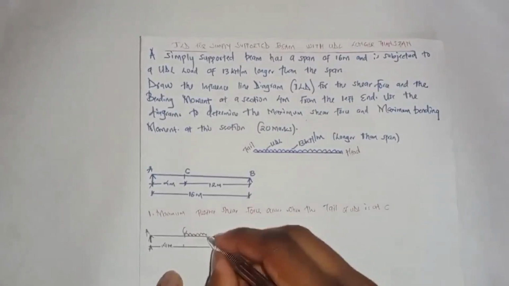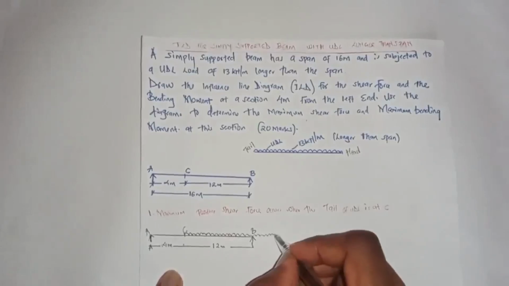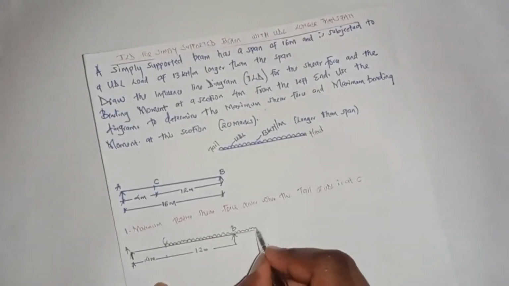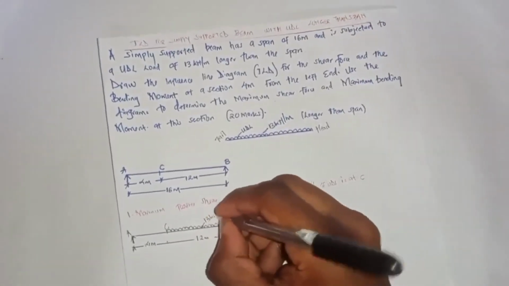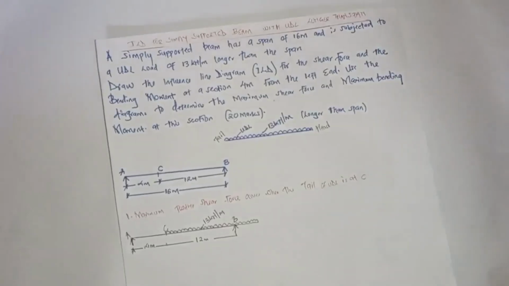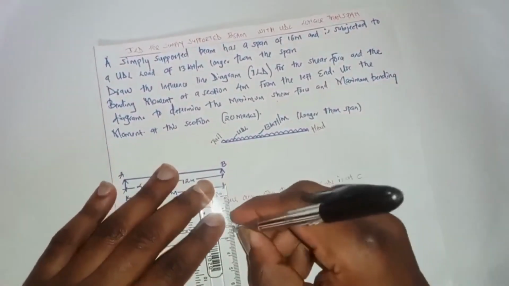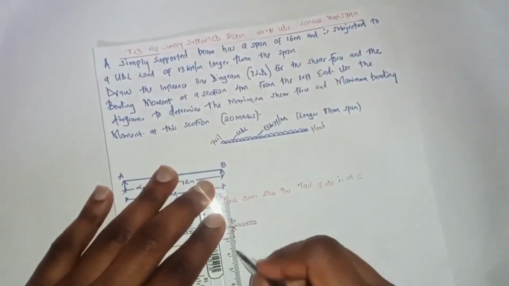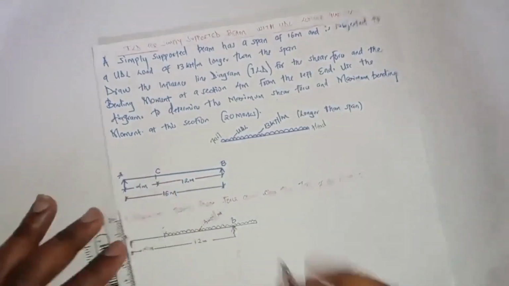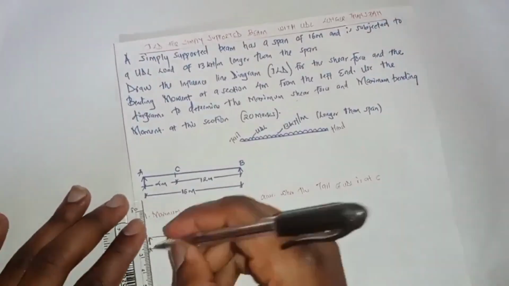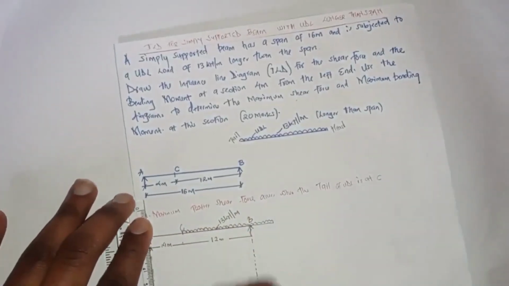And because it is longer than the span, it is going to extend to a place somewhere there, which is 13 kilonewtons per meter. So we drop down and extend the supports so that we can draw our influence line diagrams to determine the maximum shear force, positive and negative.